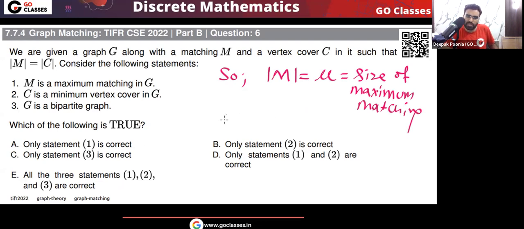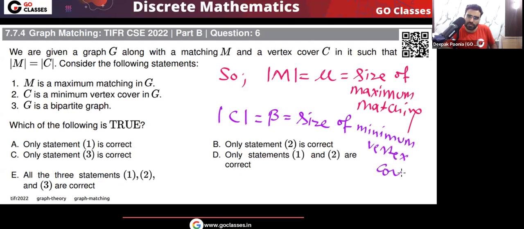Also, what we have found? We have found that size of C is equal to beta. And what is beta? This is the size of minimum vertex cover. Okay, so what can you say finally?